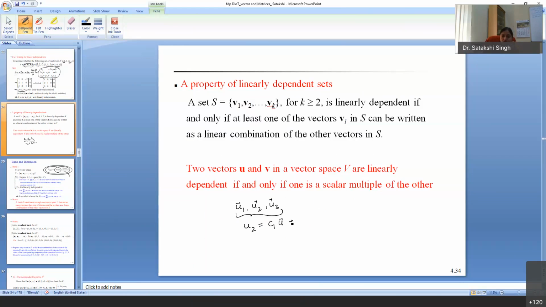It may be u2 equals c1 u1 plus c2 u3, or u1 equals c1 u2 plus c2 u3, or maybe u3 equals c1 u1 plus c2 u2 for some numbers c1 and c2. So if one of the vectors among the given vectors can be written as a linear combination of the other vectors, then we say that the vectors are linearly dependent upon each other. That means there is a dependency of one of the vectors upon the values of the other vectors. But if we are not able to write any of the vectors as a linear combination of the other vectors, then we say that the vectors are linearly independent.